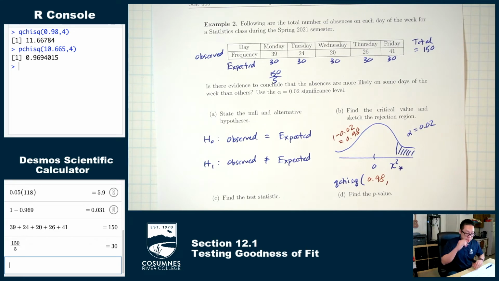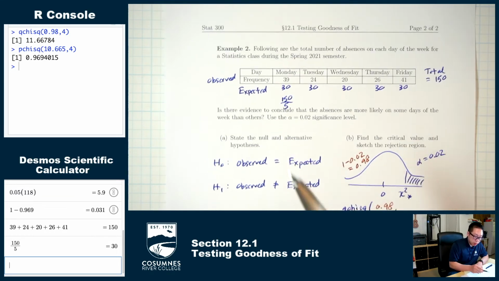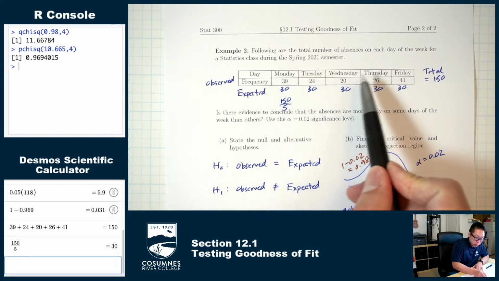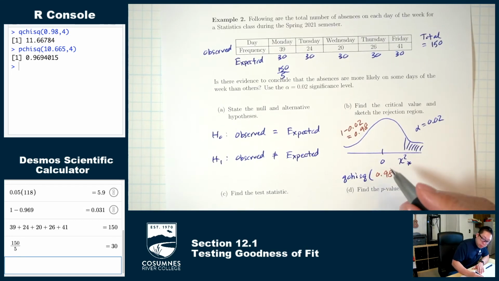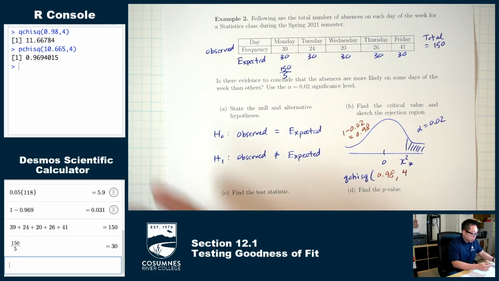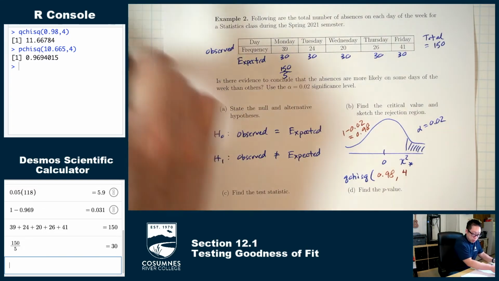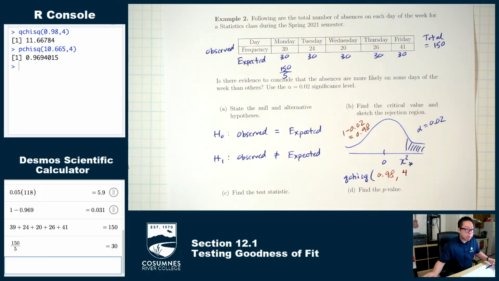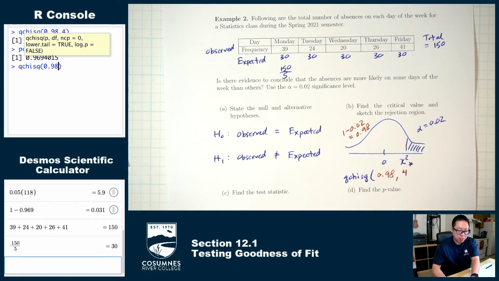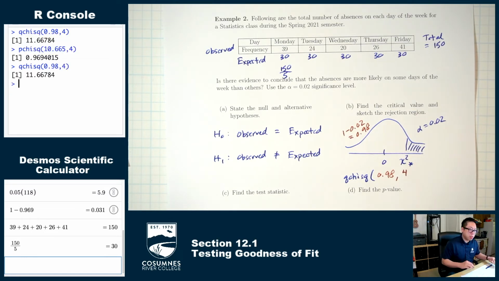df does not have to do with the sample sizes for this chi-square situation. It's number of categories minus 1. Number of categories, 1, 2, 3, 4, 5, minus 1, 4. So we're going to do q chi-square 0.98, comma 4. Which is actually the same as the other one. So we should get the same answer, 11.668.